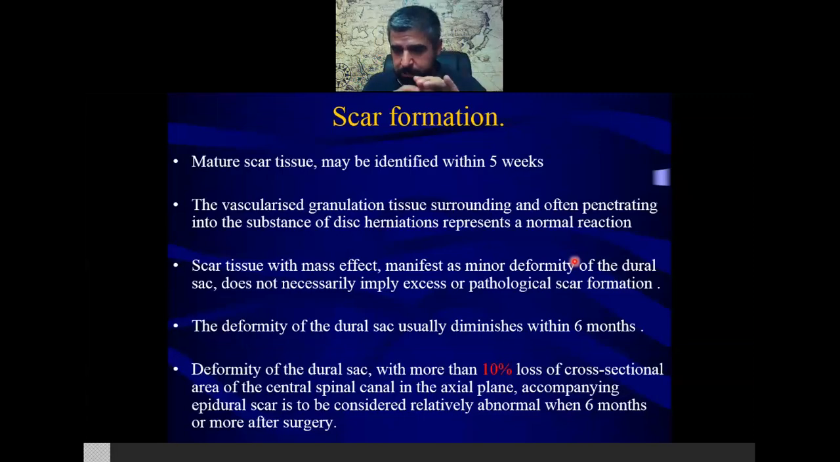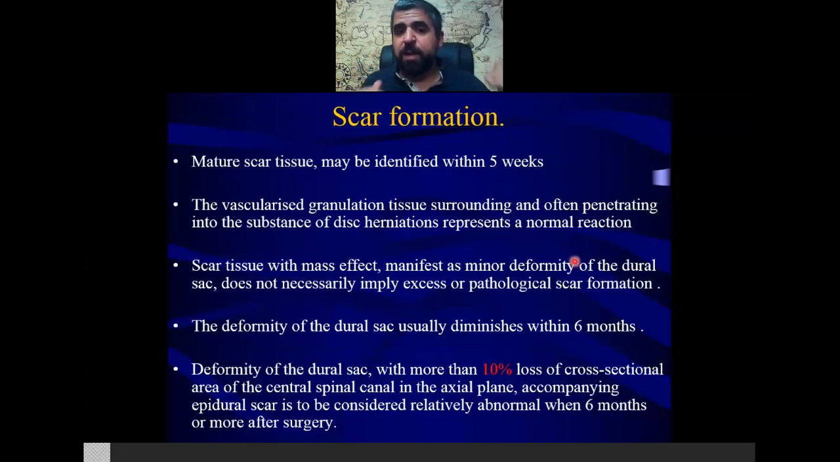Granulation tissue at the level of surgery will extend into the disc, like we've seen in the few slides before. The granulation tissue will extend into the disc at the tract of the curettage. The part that's removed will be replaced by granulation tissue. This is a normal reaction.